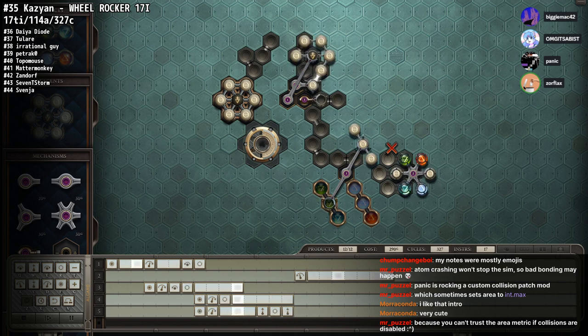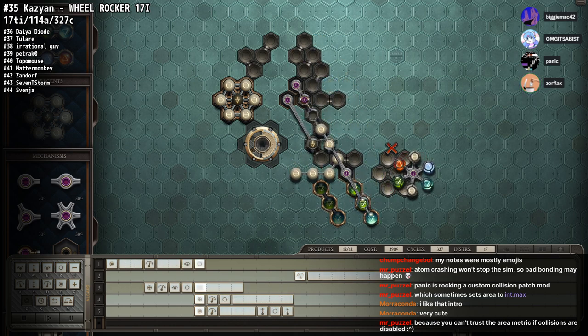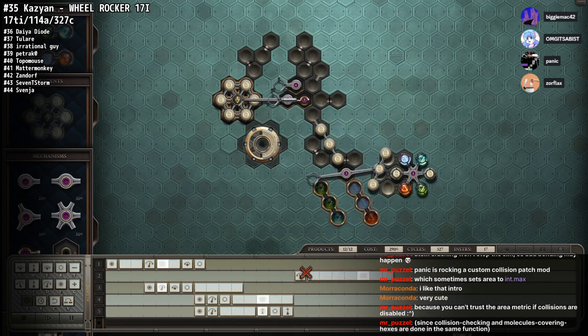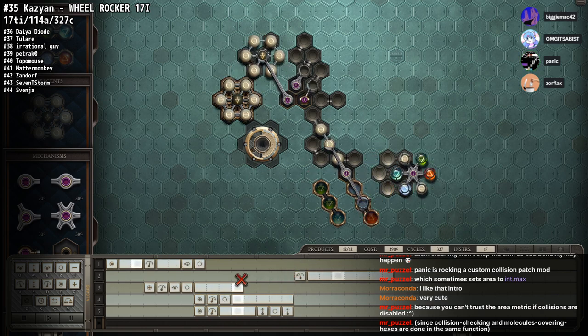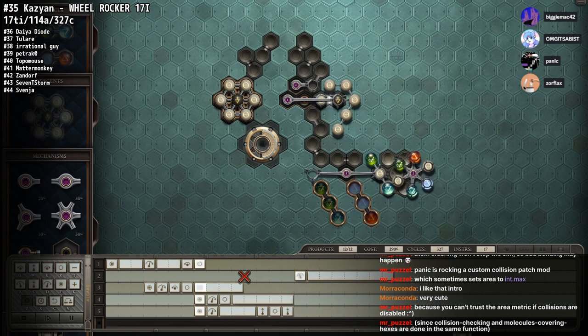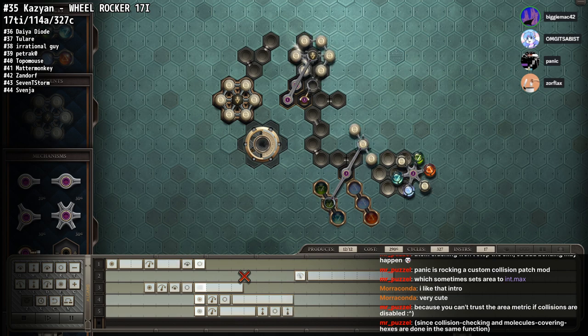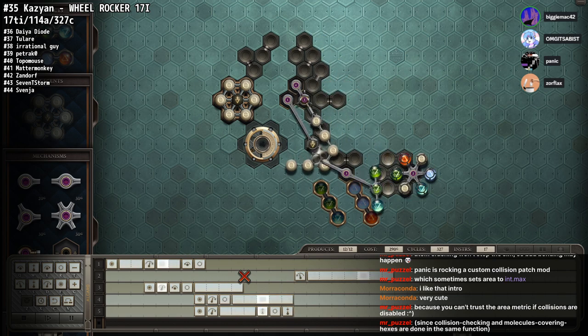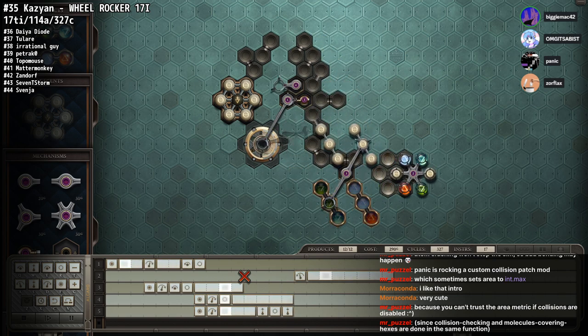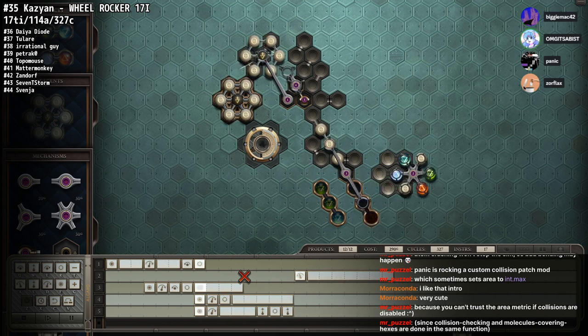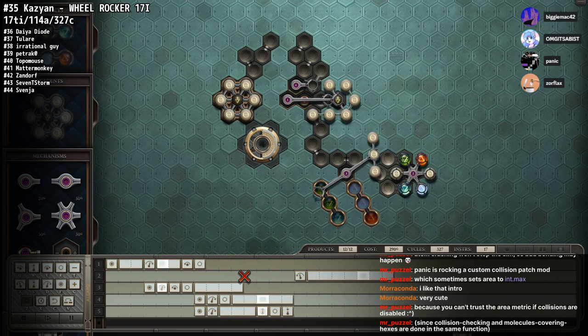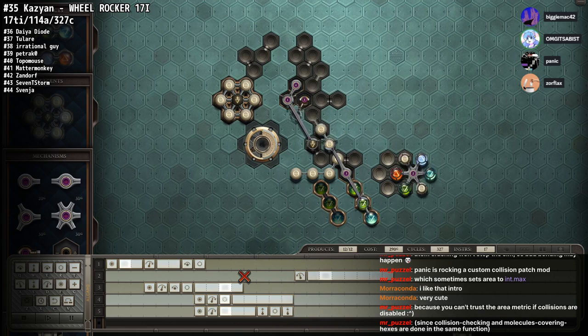Mm-hmm. People complimenting the one-eye Berlo wheel and other solves. I think it's going to catch a lot of people off guard how much lower the actual instruction count is on this puzzle from any of the 2022 puzzles. The 22 puzzles kind of asked for more instructions than this puzzle in particular. Mm-hmm.